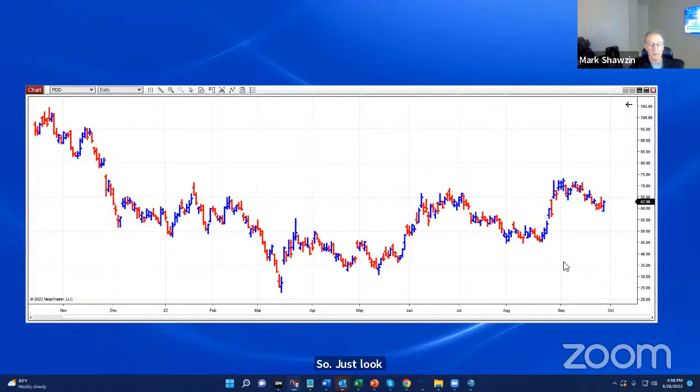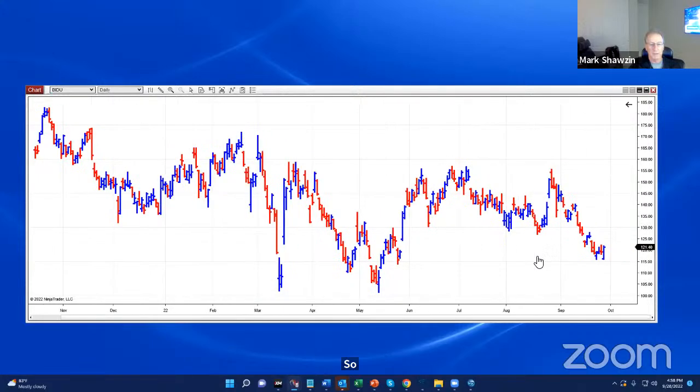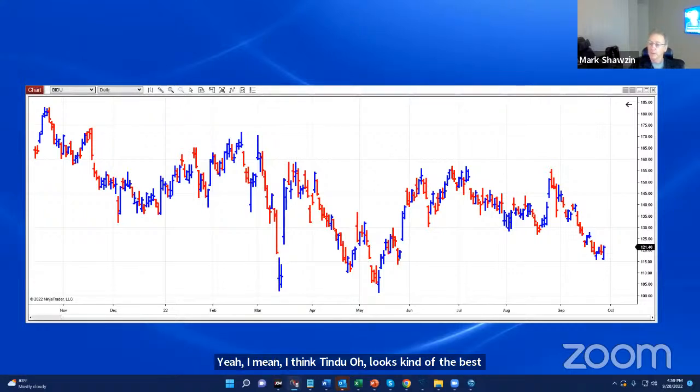Just look at something here. Yeah, I think Pinduoduo looks kind of the best of them all. So are there any questions about these three stocks?